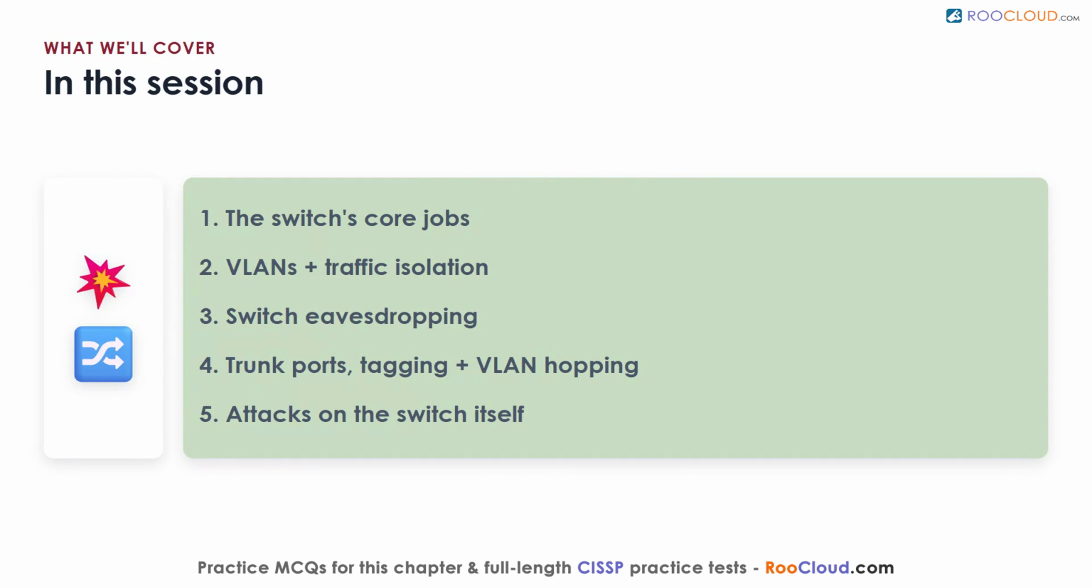What are the core jobs a switch performs? What is a virtual LAN and how does it isolate traffic? How can a switch be used to eavesdrop? How do trunk ports stretch segments and where do they get abused? And what attacks target the switch itself?